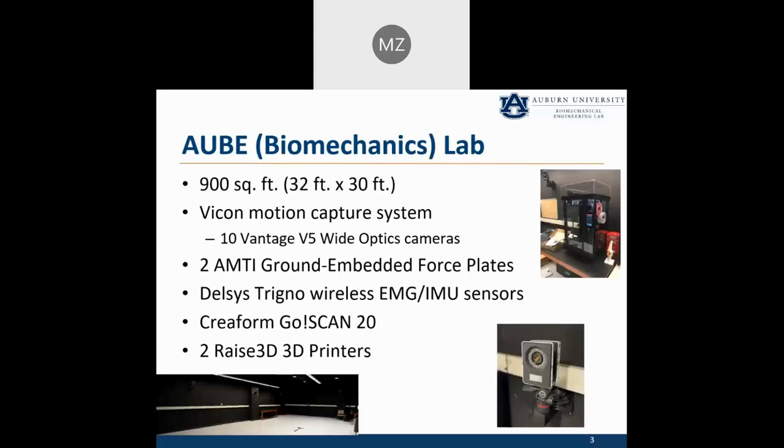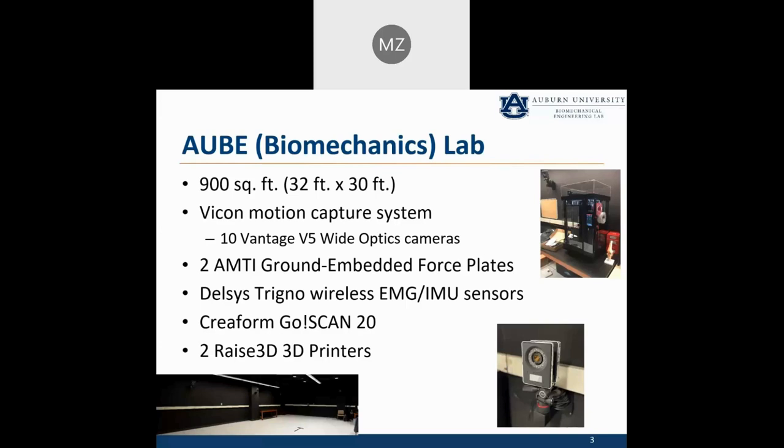So we'll start with the Aubie Lab, my biomechanical engineering lab, 32 feet by 30 feet. It's a classical biomechanics lab. We've got a Vicon motion capture system, 10 cameras. We have an 11th camera we can place on a tripod as needed. We have two ground-embedded force plates. I describe these to students as fancy bathroom scales. Instead of just measuring force in the upward or Z direction, we can measure force in all three dimensions, and we can do it about 2000 times per second. So we have a data collection frequency of about 2000 hertz.